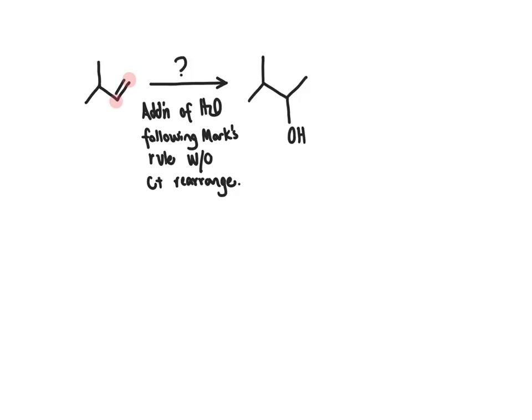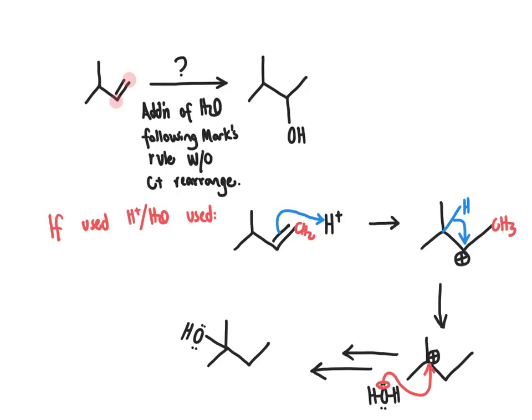The trouble we would run into if we used the acid and water technique is that we would obtain this product. If we did the hydration using acid catalyst and water, we would first, as shown here, bring the pi electrons over to do protonation. That would, of course, follow Markovnikov's rule at step 1 to give a secondary carbocation.